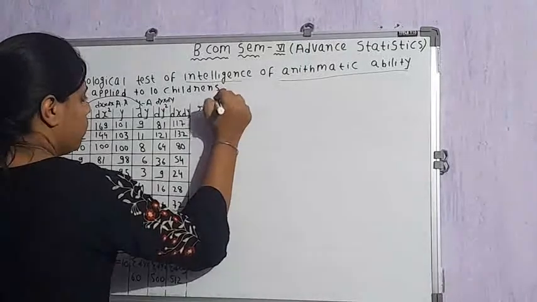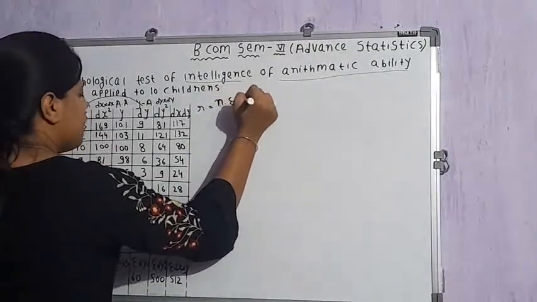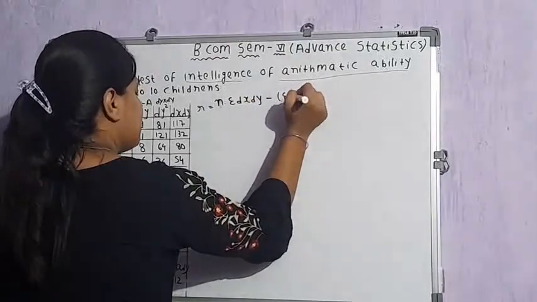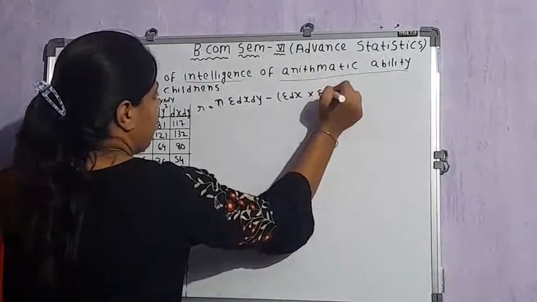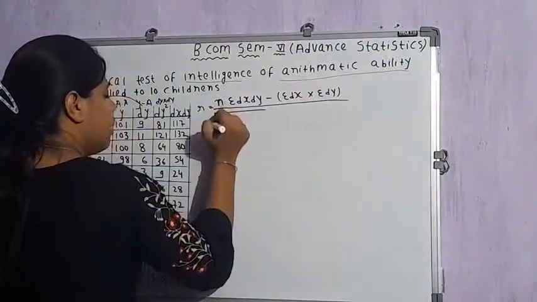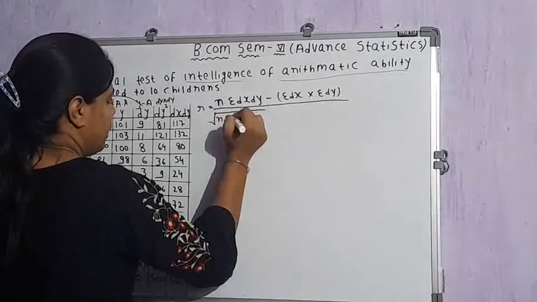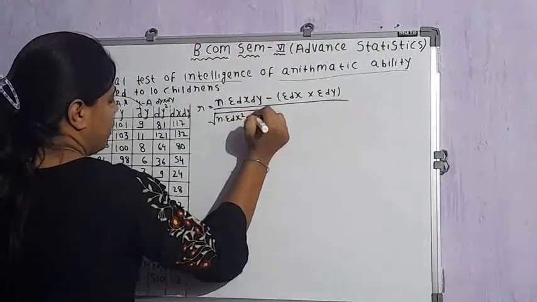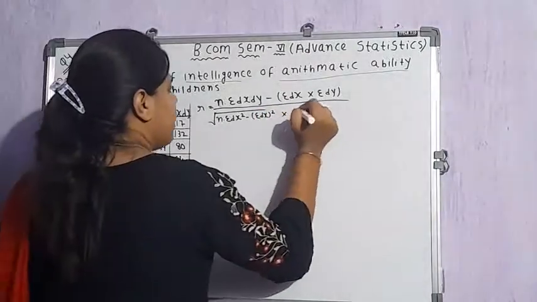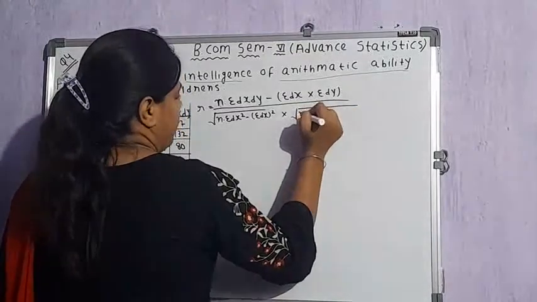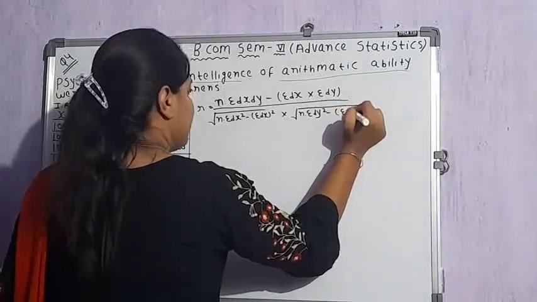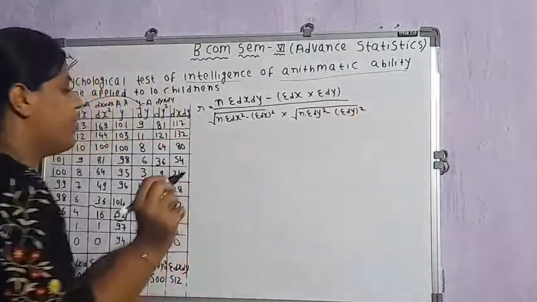n into summation dx dy minus summation dx into summation dy, upon under root n into summation dx square minus summation dx whole square, into another under root n into summation dy square minus summation dy whole square. This way we have written the formula.